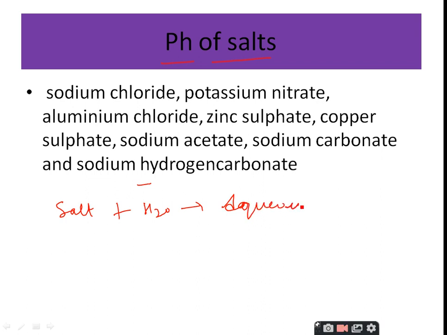After preparing the aqueous solution of a salt, we can determine the pH of a salt with the help of universal indicator and pH indicator. So whatever salt you have taken, you can find out the pH of a particular salt in this manner.